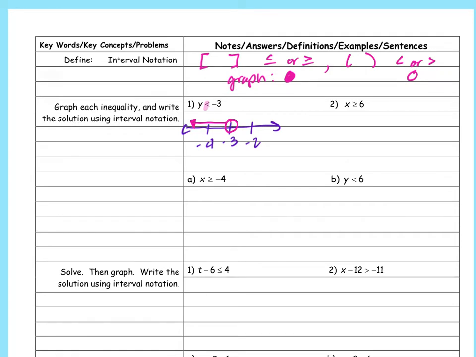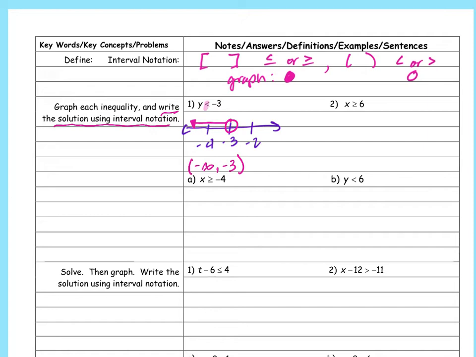Now it wants me to also write the solution using interval notation. So now I'm just going to use my domain notation. To put it into easier terms so you understand a little easier, I'm going to write the domain of this graph. Well, the domain goes from negative infinity, not included because we don't know where infinity is, to negative 3, also not included. So that's interval notation. It's writing the domain of that graph. That's all we're doing. Done.